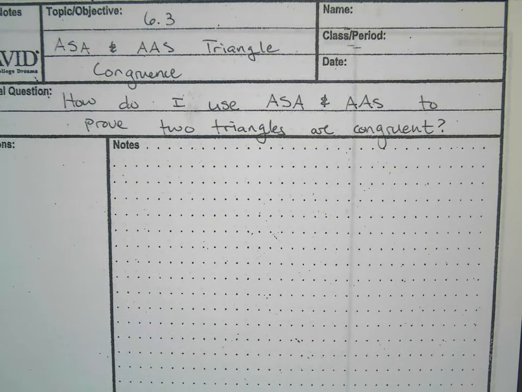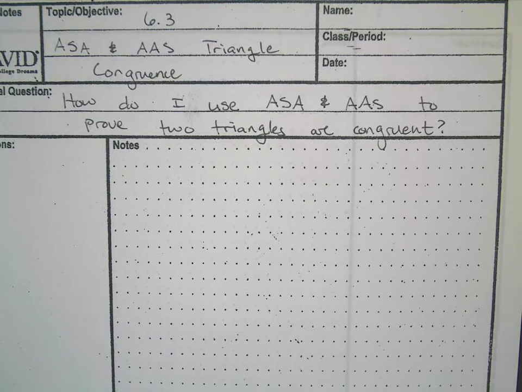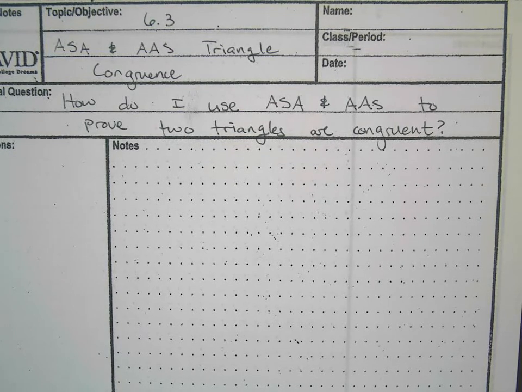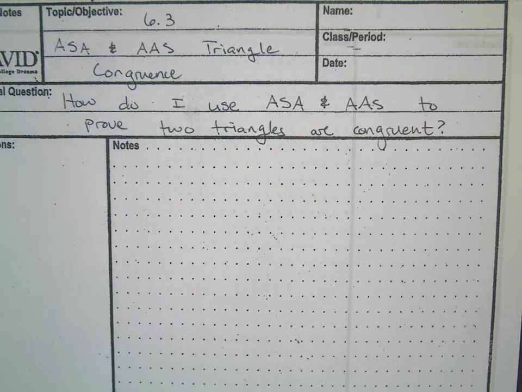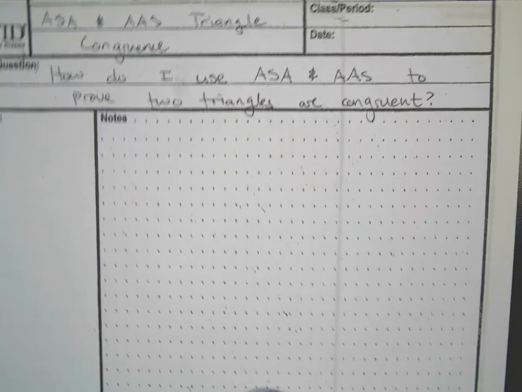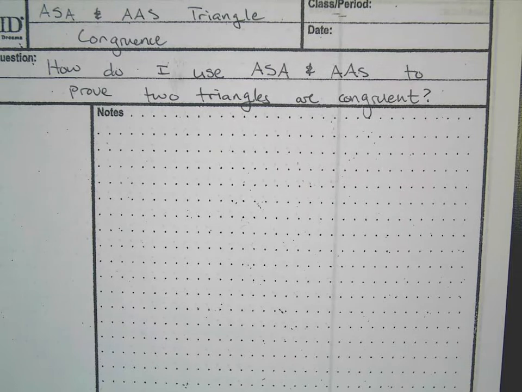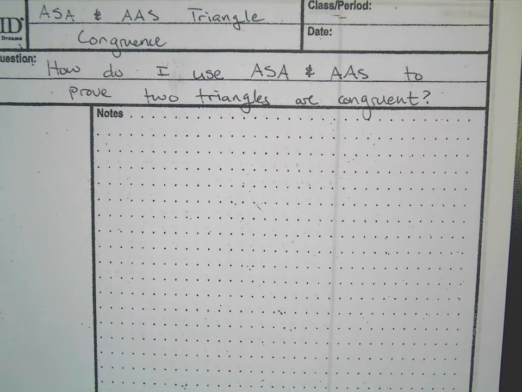So we're going to add in our last two theorems that help us prove that triangles are congruent. We have side, side, side. We have side, angle, side. Now we'll add these two, angle, side, angle, and angle, angle, side. So I won't need to talk about this idea too much because we've already discussed how this works, so we can just really dive right in.